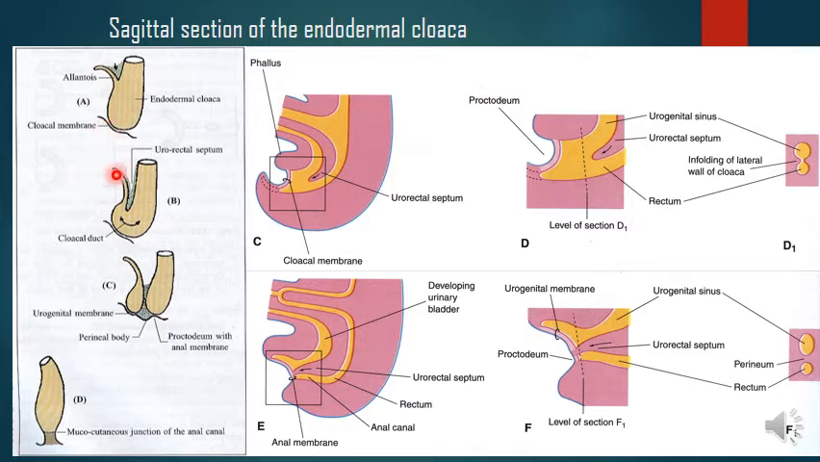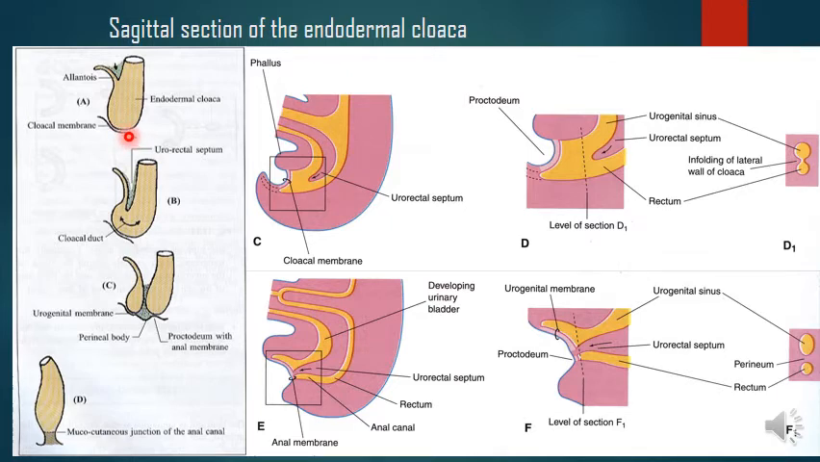At first this cloacal membrane is elongated, and it is limited on each side by a raised margin called the genital fold. You are seeing this fold, right? This raised margin is nothing but the genital fold.